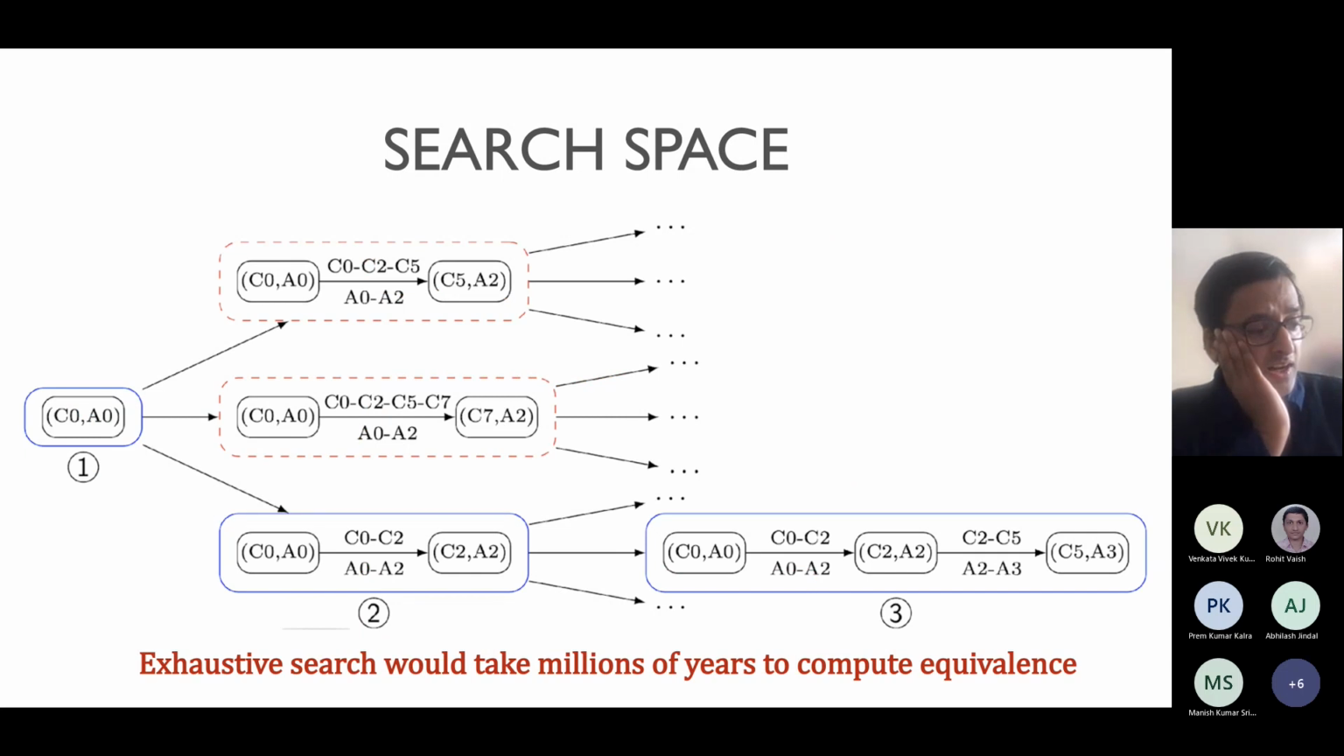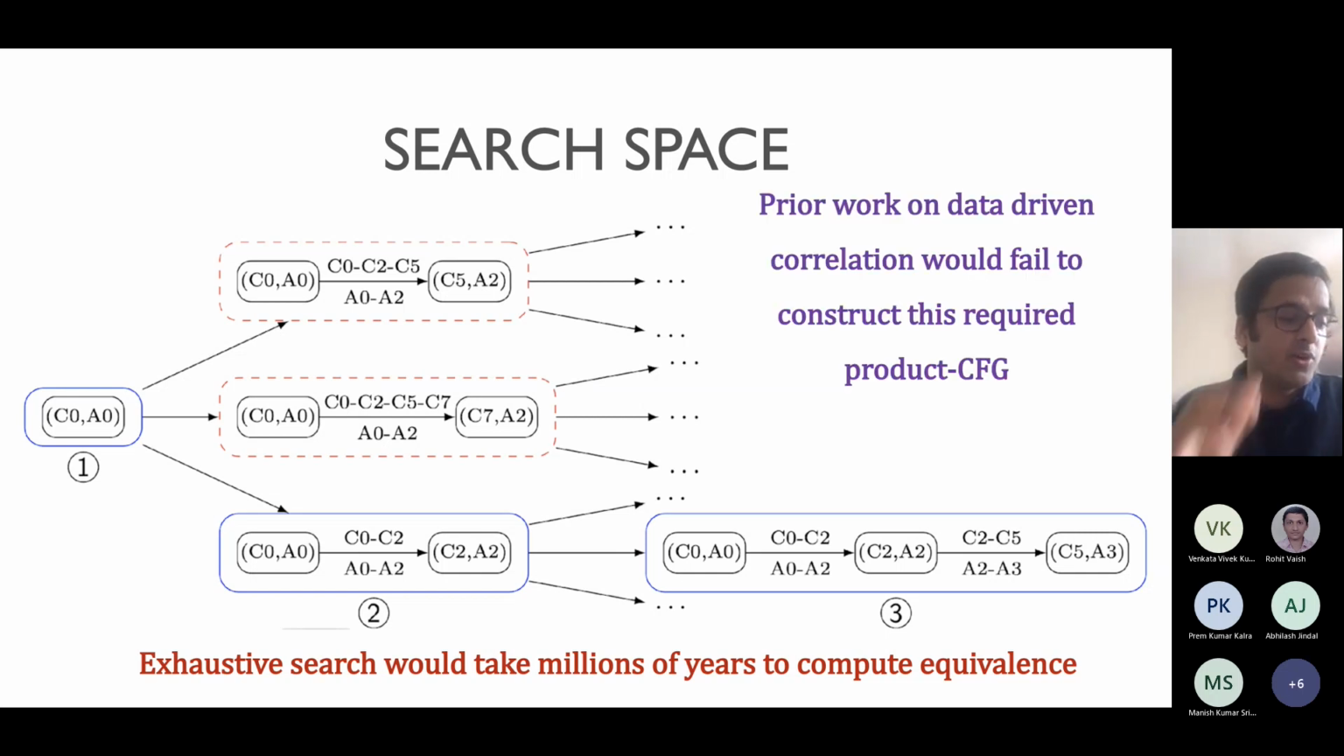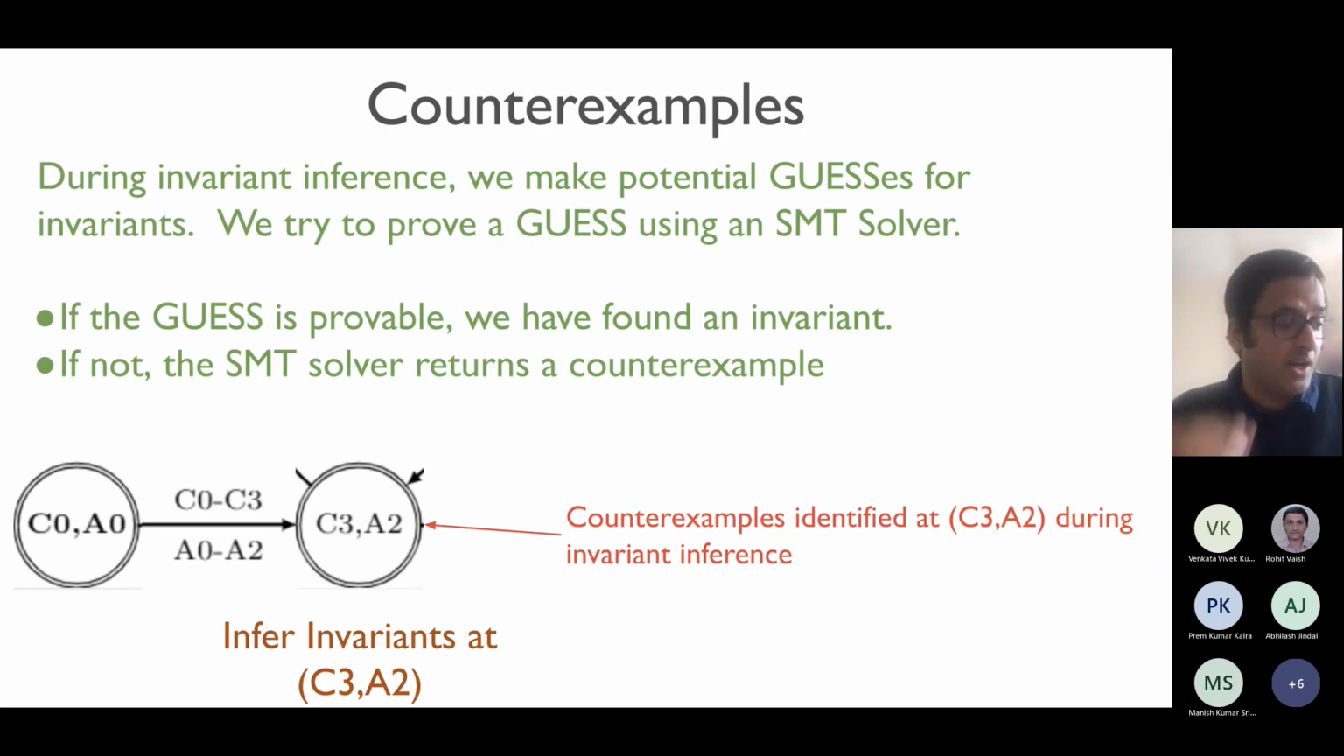And so this is an exponential search space, and an exhaustive search would take millions of years to complete, even for small examples. No prior work before ours can handle these types of transformations that I described using the previous example. Our algorithm is able to handle this transformation and many more in an efficient manner.